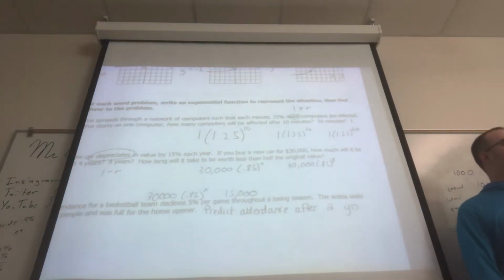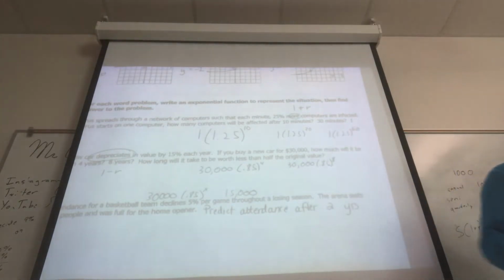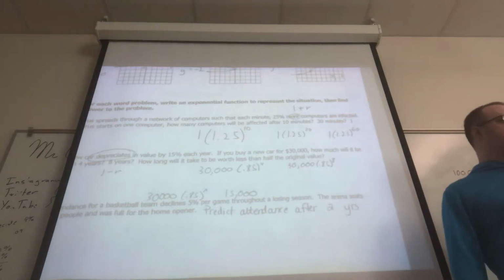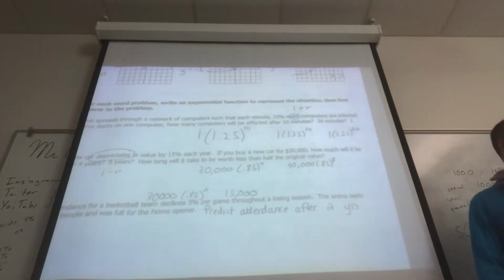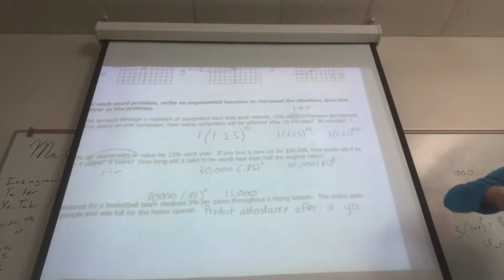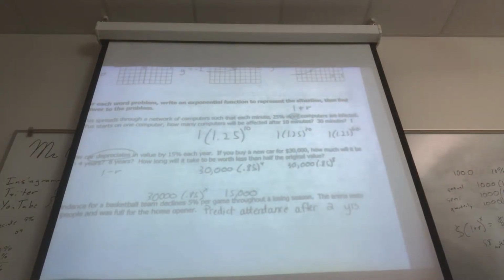Why is it 0.85? It's 0.85 because it's depreciating at 15%. It's losing 15%, but to get the value of the car, we multiply by the percentage that we are keeping. So if it's losing 15%, it's keeping 85%. So you always take it from 100 then? Yeah. It's just like with the increase, we always add it to 100%. With the decrease, we subtract it from 100%.